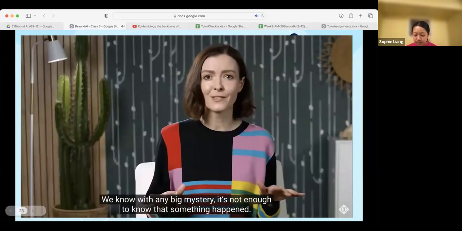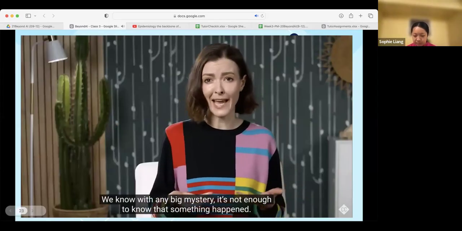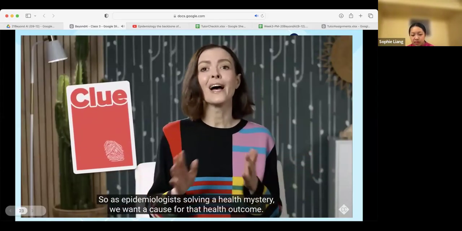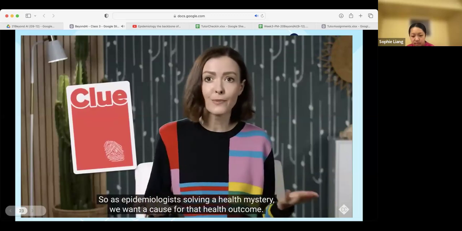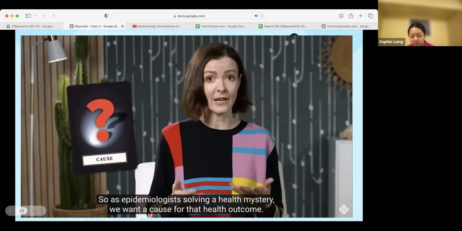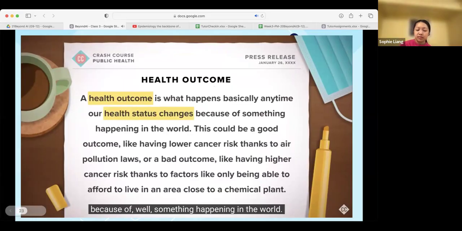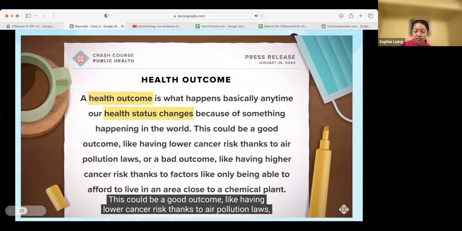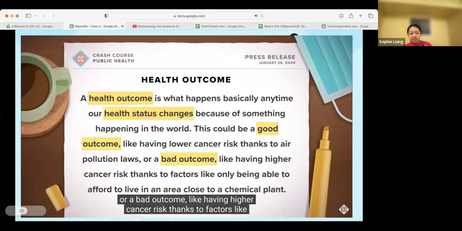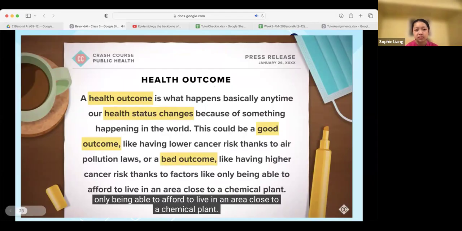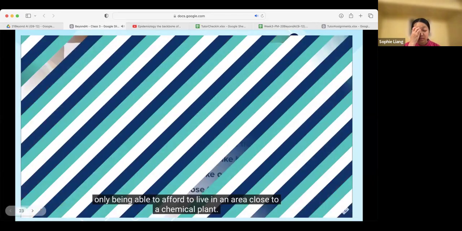We know with any big mystery, it's not enough to know that something happened. We want a motive. So as epidemiologists solving a health mystery, we want a cause for that health outcome. A health outcome is what happens basically any time our health status changes because of, well, something happening in the world. This could be a good outcome, like having lower cancer risk thanks to air pollution laws, or a bad outcome, like having higher cancer risk thanks to factors like only being able to afford to live in an area close to a chemical plant.